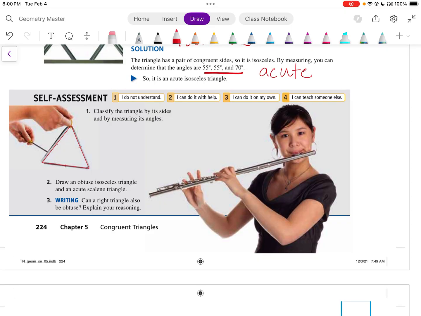All right, so classify the triangle in self-assessment number 1. Classify the triangle based on its sides and by measuring its angles. Well, those are all marked the same, so that is going to be an equilateral triangle. And I am going to tell you that all of those angles are also the same, so it will be an equiangular triangle. So equilateral and equiangular.